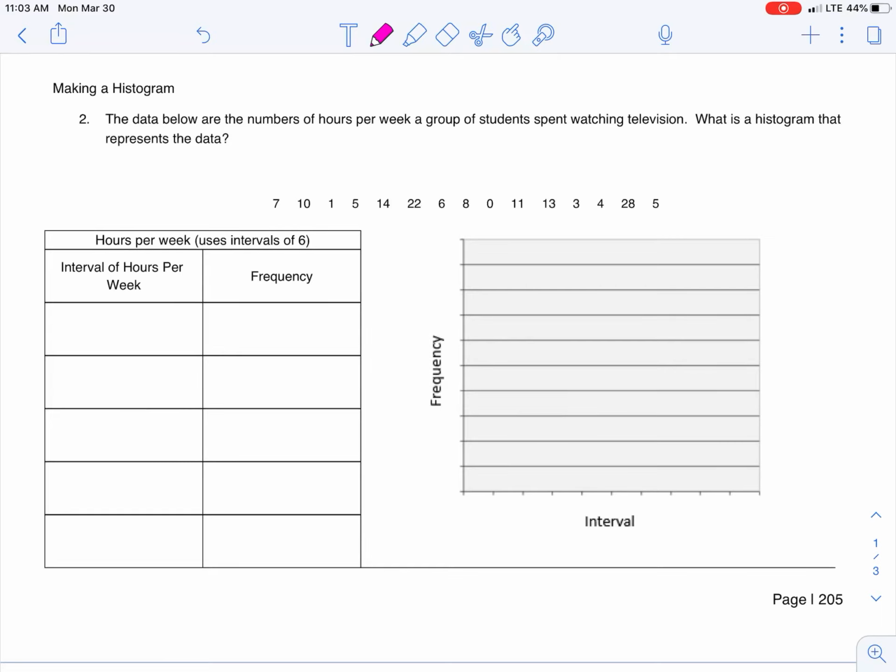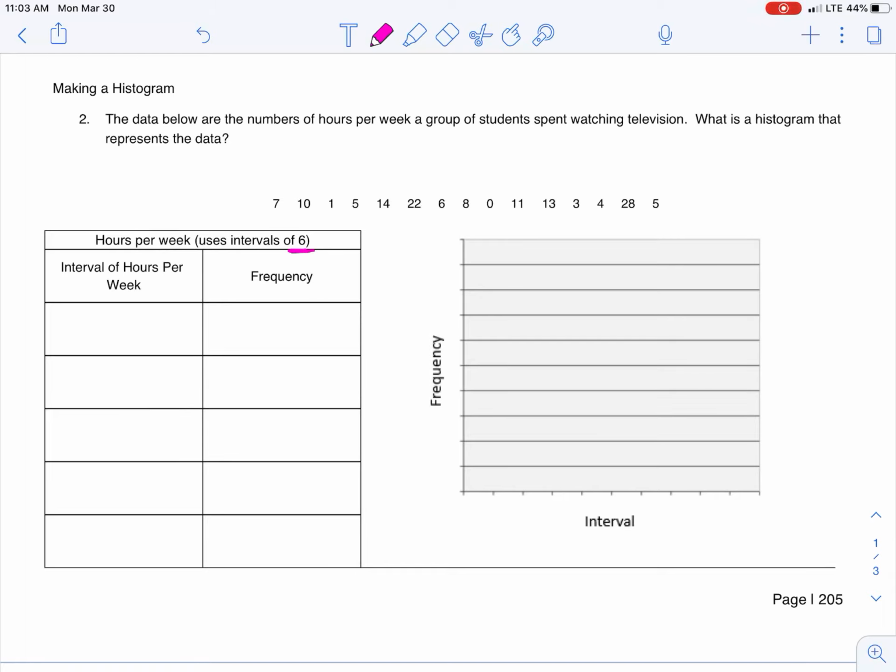What is... can't read. I haven't been at school lately. What is a histogram that represents the data? Okay, so one key thing that we always want to check first, it says hours per week, and it says use intervals of 6. So that's very important information.